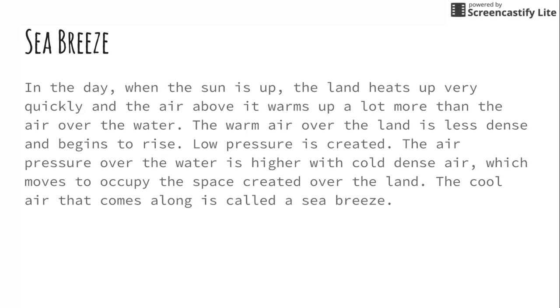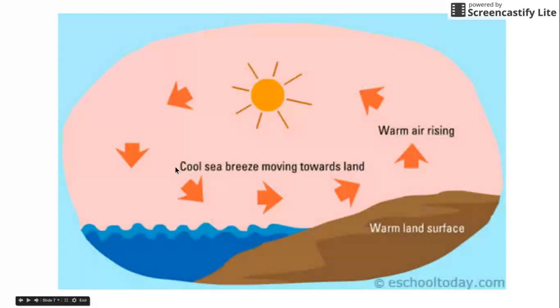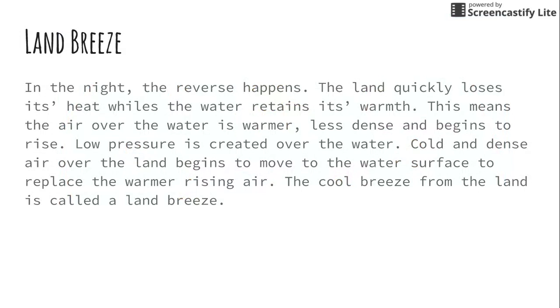When you think about the word breeze, when you're talking about these local winds, I want you to figure out whether it's a land or a sea breeze by asking where the cold air is coming from. You see here we have this cool sea breeze moving towards the land during the day. The warm air is rising, creating this low pressure, and then we have this high pressure coming in to take the place of that warm air that has now risen up. At night, the reverse happens.